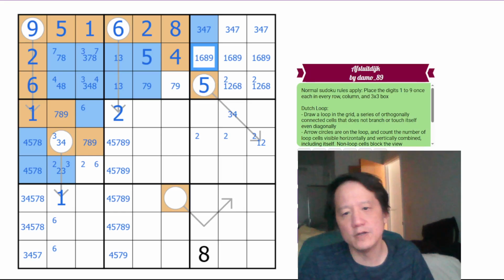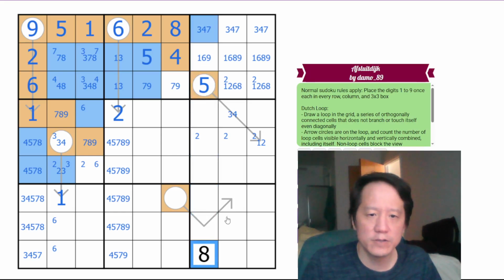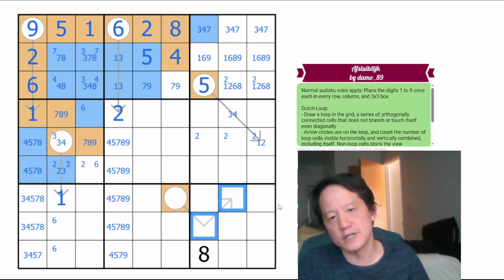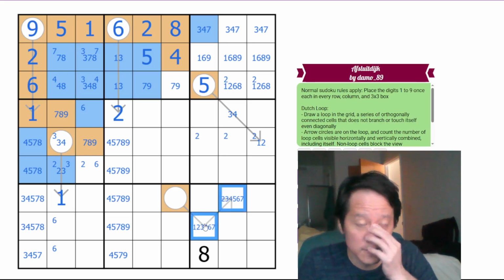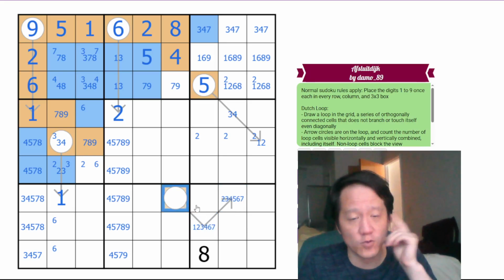This cannot be 8 because of the 8 in the column. These two digits cannot contain an 8, cannot contain a 9. So, this can't be 5, and this can't be 1. But this could still be a variety of things.